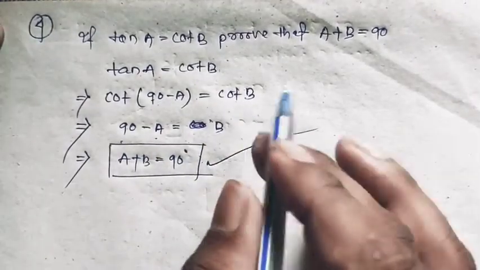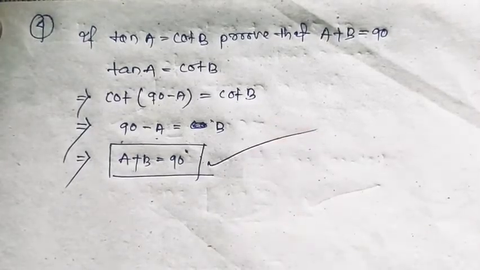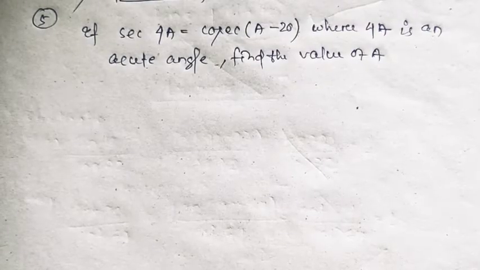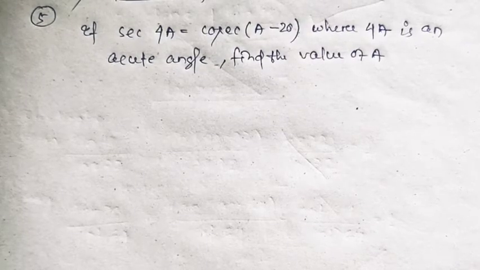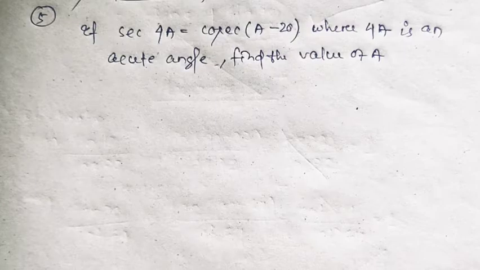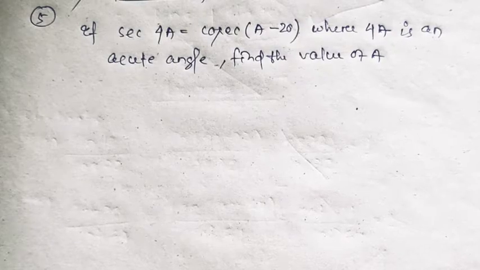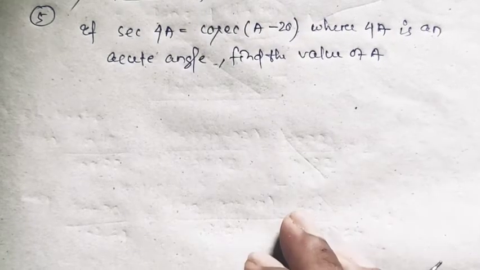Okay, this is a very easy question. We will go to question number 5. So here is your question. If sec 4a is equal to cosec a minus 20, where 4a is an acute angle, find the value of a. We have already done this type of question in question number 3. So try to solve this question on your own. If not, then see the video.